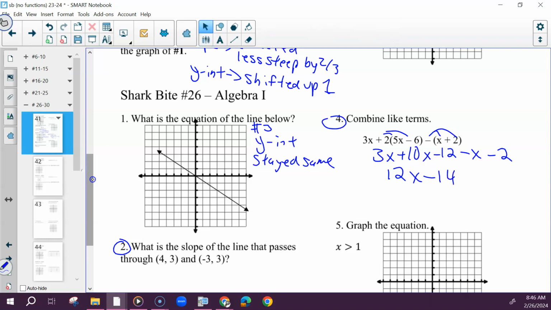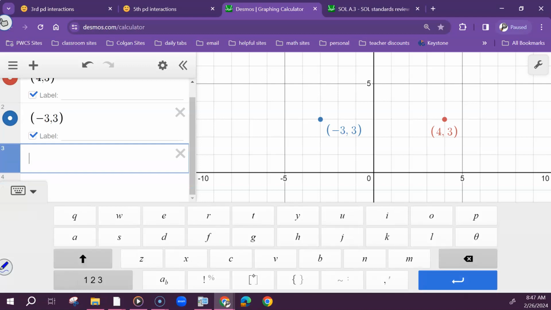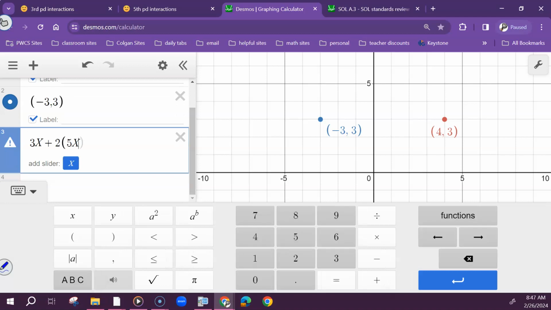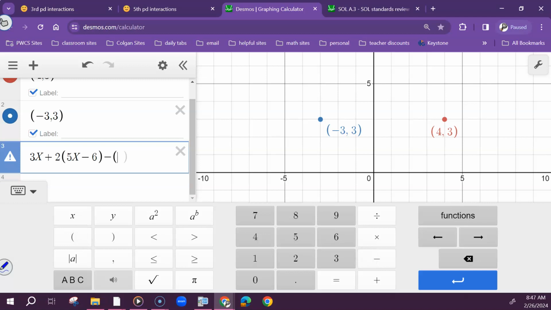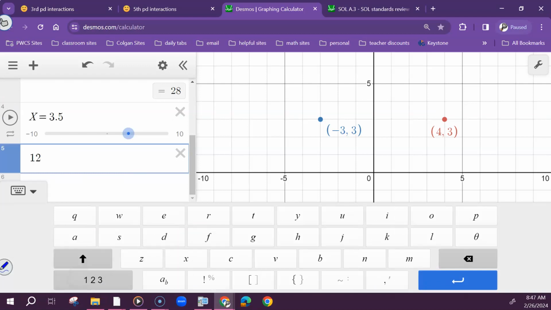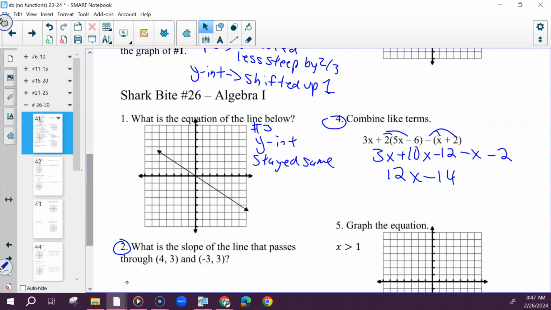If I were to put that in, using either all caps or a different variable. If I put in the original, add the slider, change it to something, and then put in my answer, those should match no matter what the number is. Questions on that one? All right.